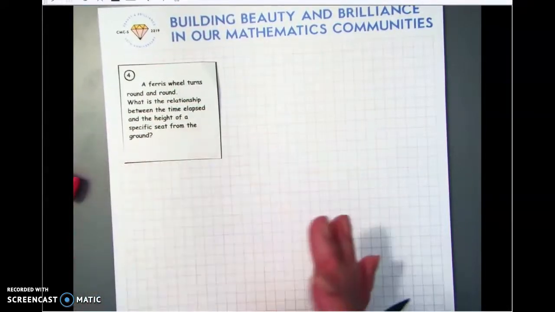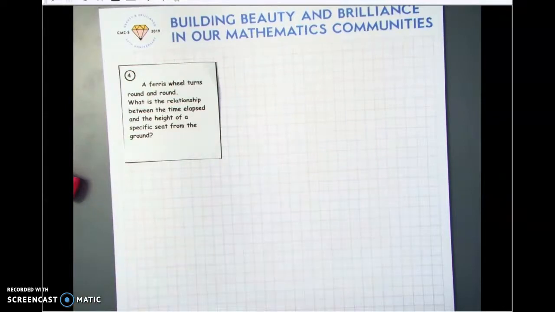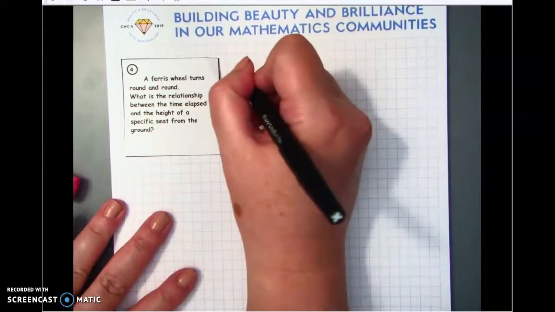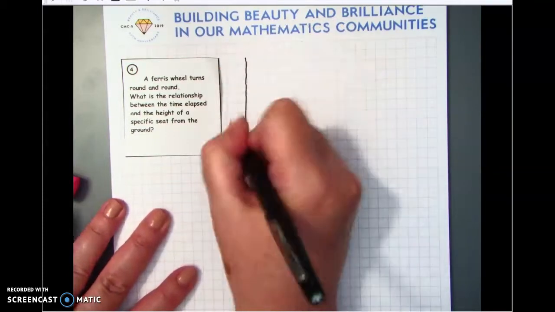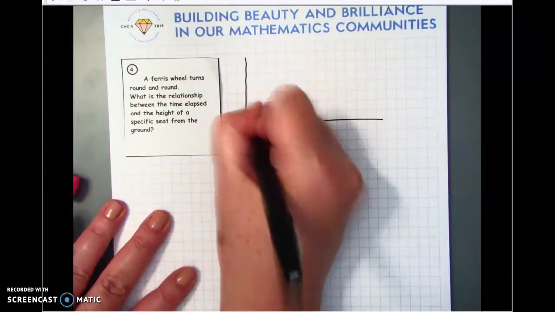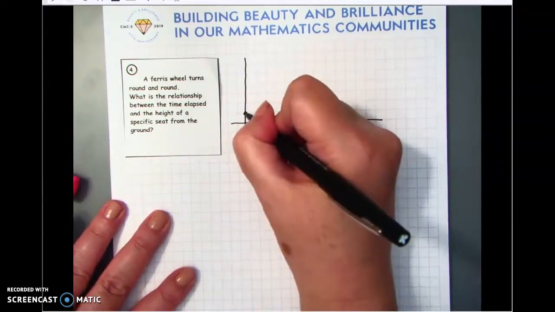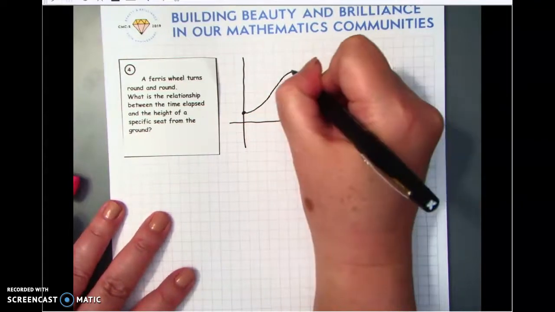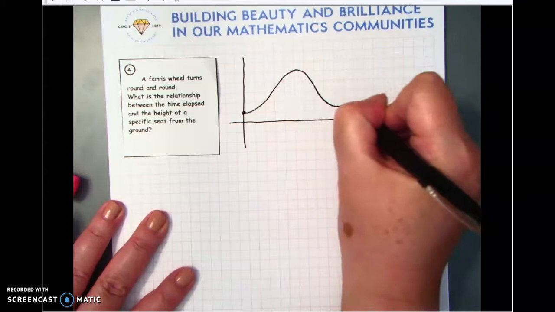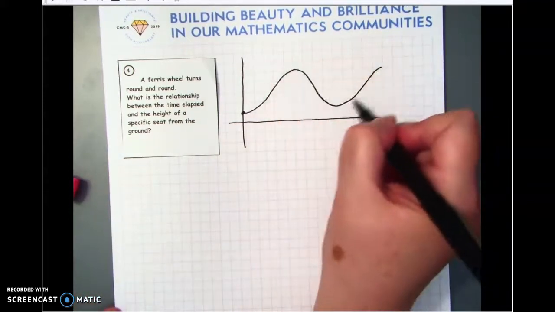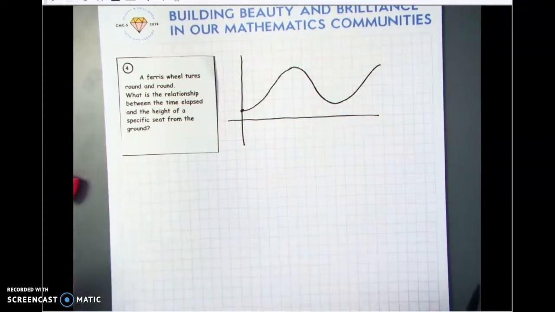So this one's talking about a Ferris wheel that turns round and round. What is the relationship between the time elapsed and the height of a specific seat from the ground? So let's say at the beginning we start a little bit above the ground, and then as it spins, we're going to be going up until we hit a maximum, and then we're going to be coming down and then going up, and so on and so forth. It might even be a straighter line, maybe, I'm not sure, but it looks something like this.